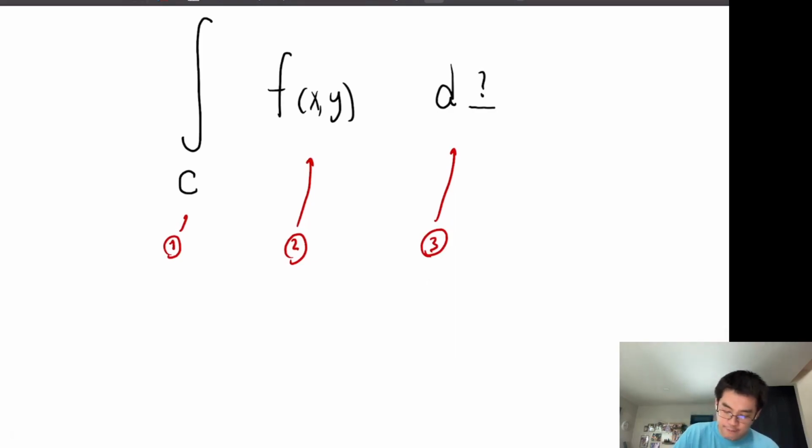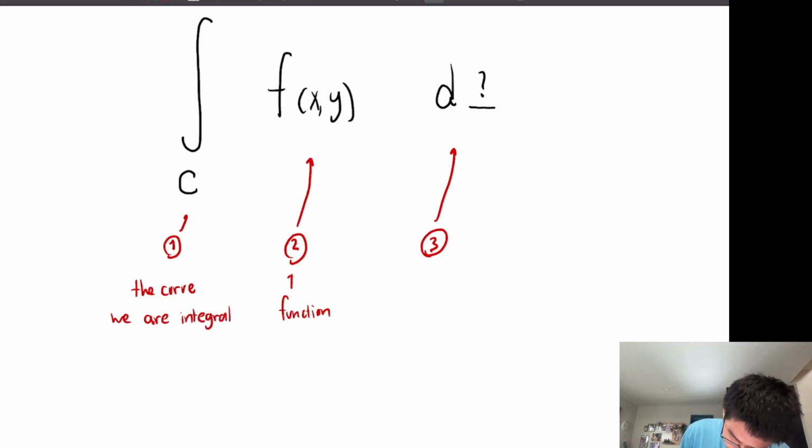F. This is just a function. We integrate over whatever function, we just put it there, right? For a line integral, there will be a little bit of change we have to do to this, but not too hard, right? The one is the curve we are integrating over, and the d is the variable.